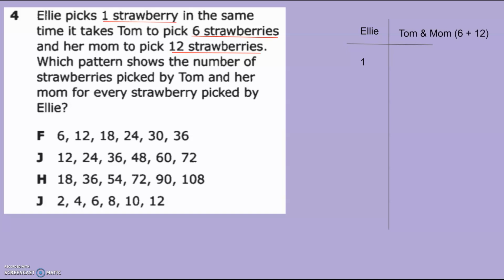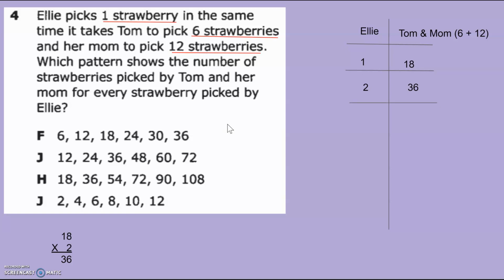So that's going to be 6 plus 12: 12, 13, 14, 15, 16, 17, 18. So I know that's going to be 18. So I know that Tom and Mom pick 18 for every 1 that Ellie picks. So I can continue this and say that if Ellie picks 2, Tom and Mom are going to pick 18 plus 18, or another way to do that would be 18 times 2. So 18 times 2, I know that is 36. I'm going to put a 36 in my chart.